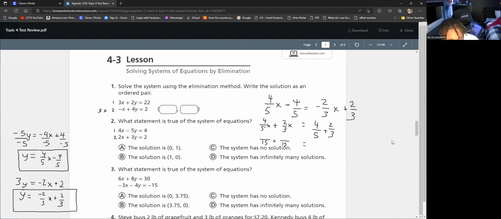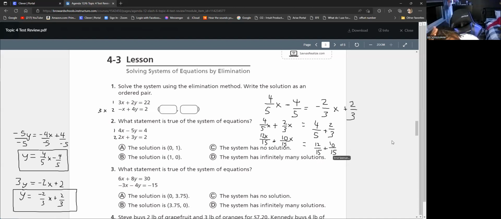So multiply the same thing on the top. 4x times 3 is 12x. How do we go from 3 to 15? Multiply by 5. So same thing with the top. 2x times 5 will be 10x. And then same thing over here. This will be 12 over 15 plus 10 over 15.